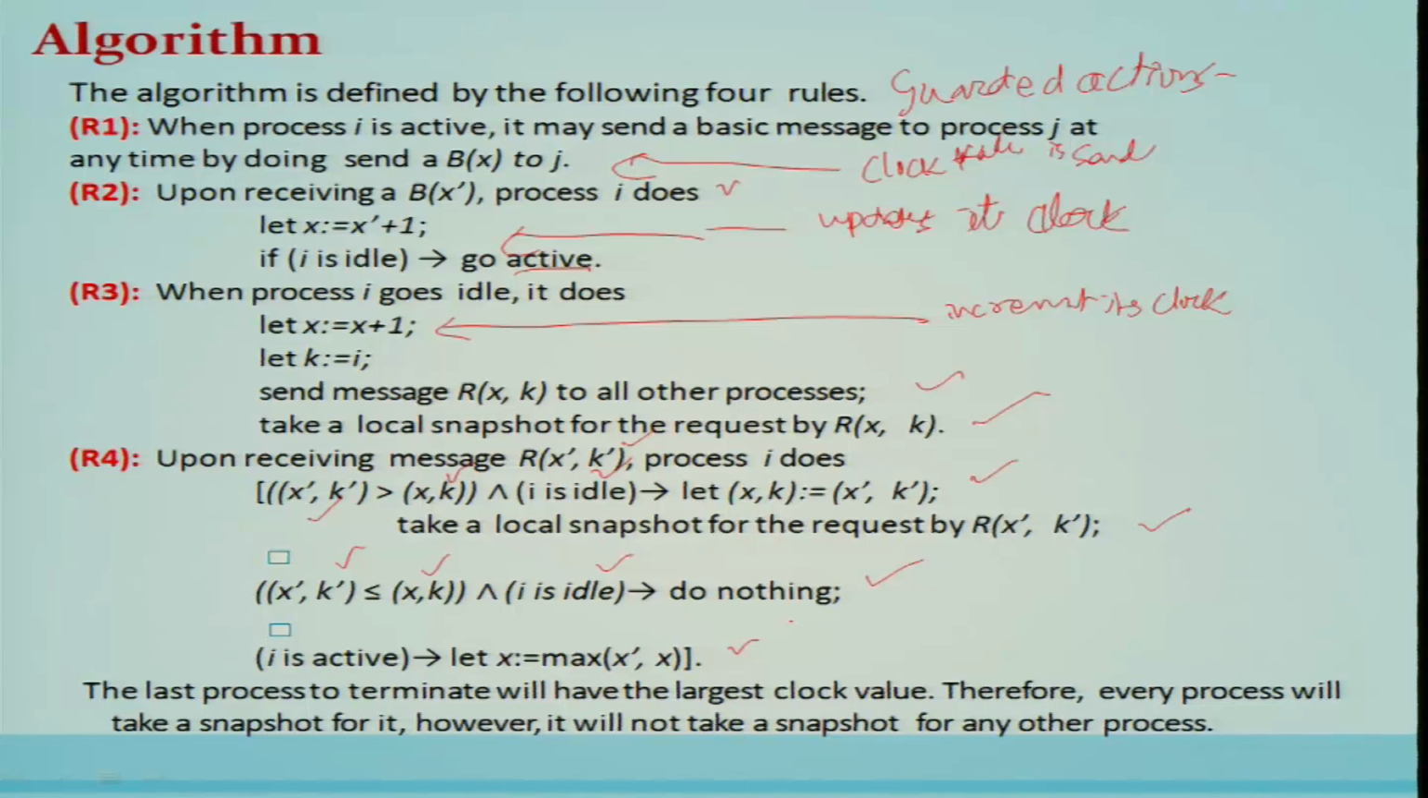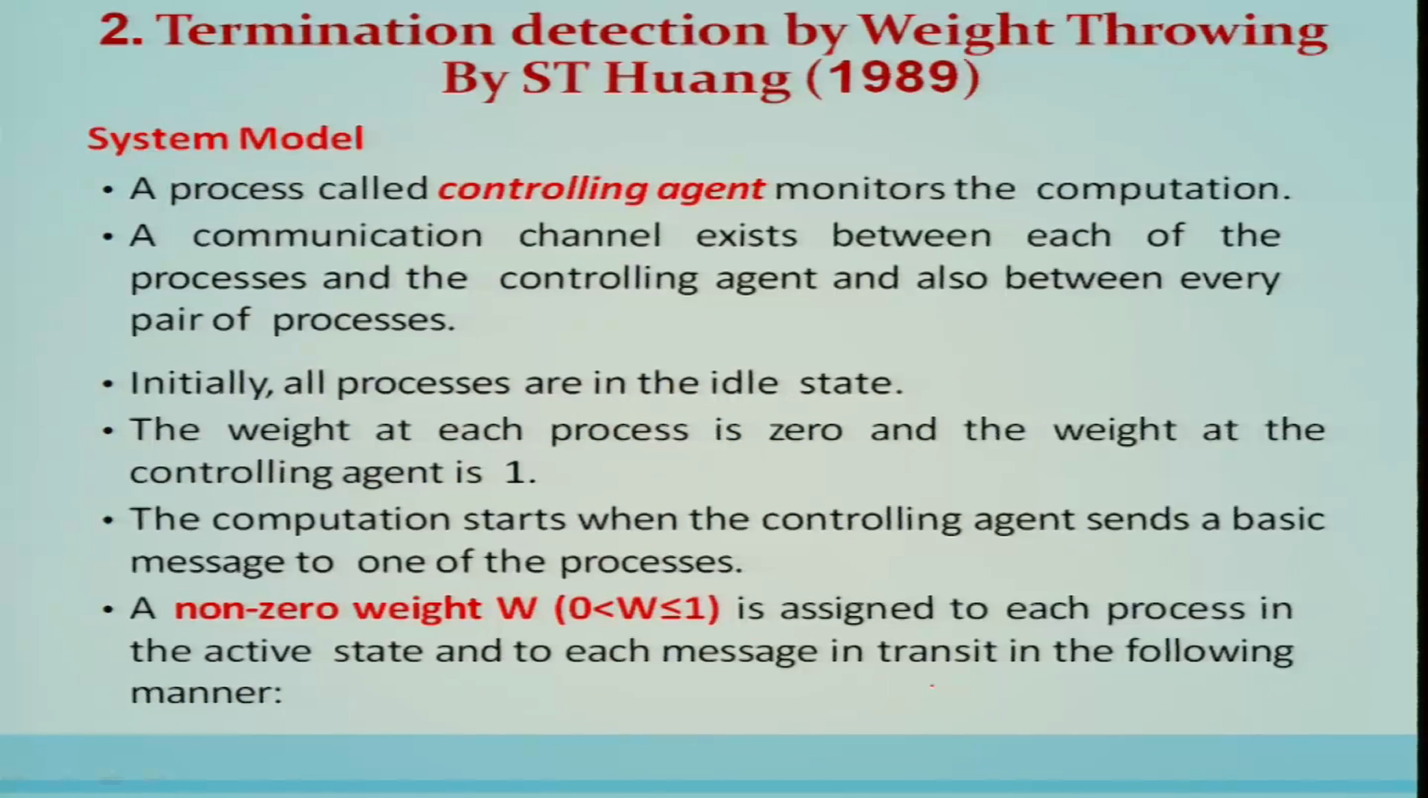The third point in rule R4 says that if i is active on receipt of this message, then it is not terminated, so it will only update its clock. Why? Because it is still active, not terminated. So the last process to terminate will have the largest clock value. Therefore every process will take a snapshot for it. However, it will not take the snapshot for any other process. The second algorithm for termination detection is known as the weight throwing algorithm and is given by Huang in 1989.